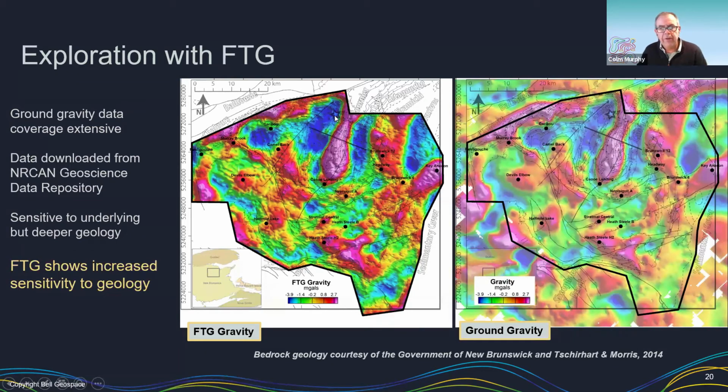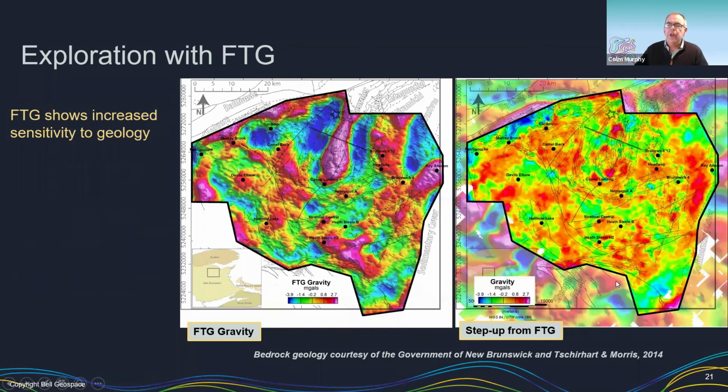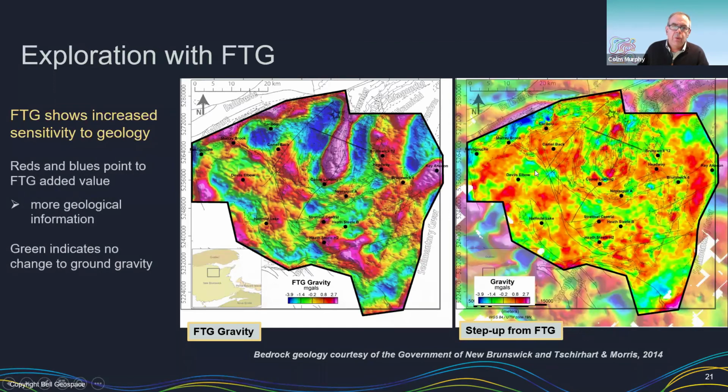The advantage, of course, of having the FTG is that it allows you to get ground gravity resolution over areas where it's difficult to acquire ground gravity. These could be over swampland or areas of heavy vegetation or difficult terrain. If we look at a difference map between the FTG and the ground gravity as shown on the right, we can see the step up in value from the FTG. The warm colors are picking up additional geological information. The green colors tell us that there's no real difference with the ground gravity. The warm colors are clearly picking up some new information that we had not really been able to detect previously. We get a very sharp definition of this feature down here.